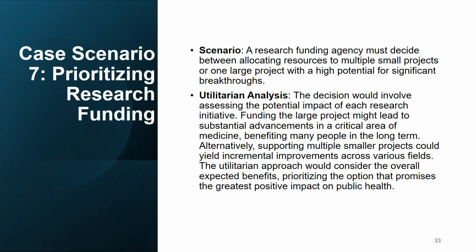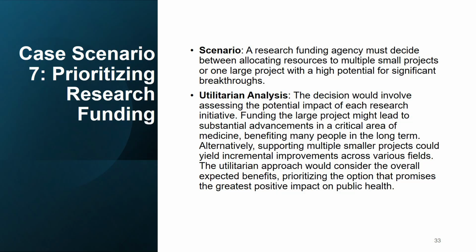Another case scenario regarding prioritizing research funding. The scenario is that the research funding agency must decide between allocating resources to multiple small projects or one large project with a high potential for significant breakthroughs. A utilitarian analysis of this would be that the decision would involve assessing the potential impact of each research initiative, and the funding of the large project might lead to substantial advancements in a critical area of medicine, also benefiting many people in the long term.